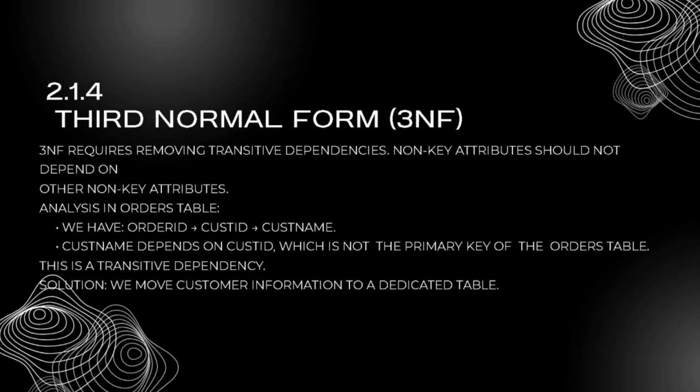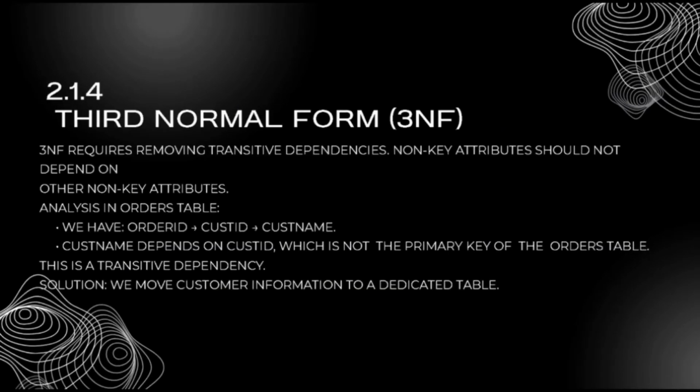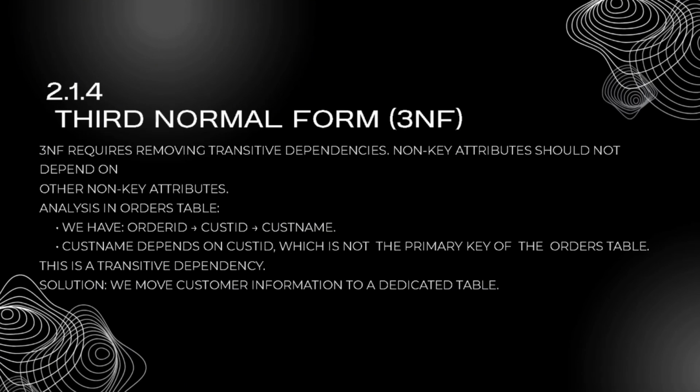Finally, we reach the third normal form by removing transitive dependency. In the order table, the customer name depends on the customer ID, which is not the primary key of the order table. To fix it, we move all customer information into a dedicated customer table. At this stage, our database is fully normalized.